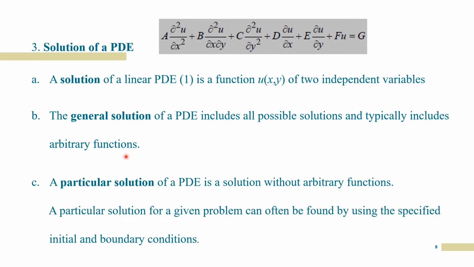A particular solution of a PDE is a solution without arbitrary functions. The particular solution for a given problem can often be found by using the specified initial and boundary conditions. Okay, so recall that an elliptic PDE is an equation that involves partial derivatives with respect to spatial variables only, and therefore the particular solution of an elliptic equation can be determined by using the boundary conditions alone.